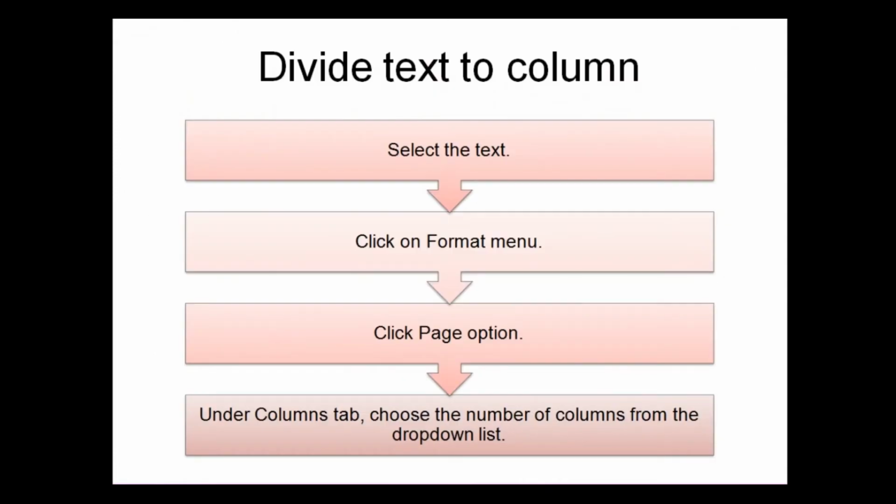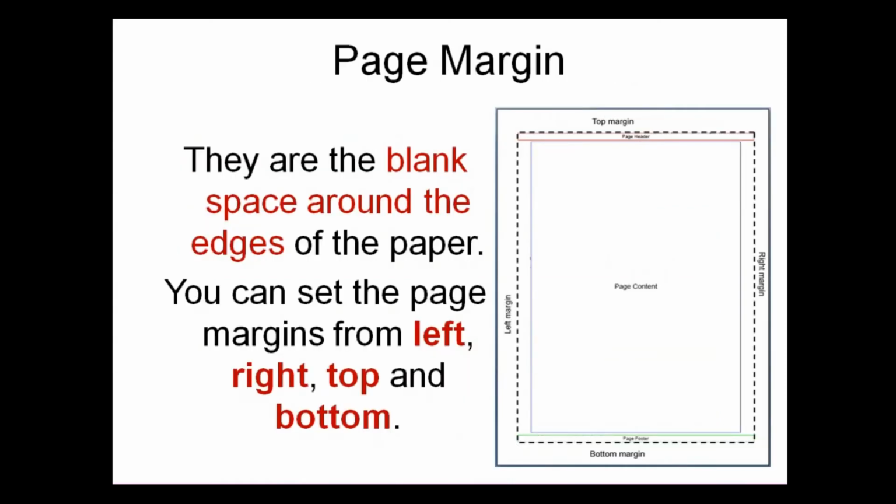Now next thing is, how can you divide your text into columns? First you have to select the text. Whatever text of your document you want to set in columns, you have to select that text. Then after selecting the text, you have to click on the Format menu. After clicking on the Format menu, you have to click on the Page option. After clicking on the Page option, under the Column tab, you have to choose the number of columns from the drop down list. Okay.